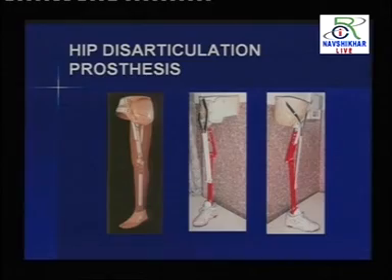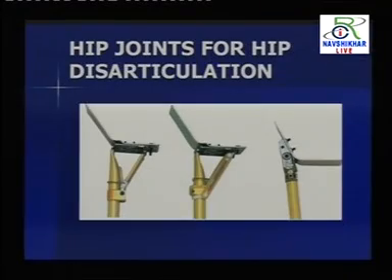There are so many people, so many centers working on these artificial limbs, and they are also producing their own components in their own style as per the requirement of their patients, their users, and they are quite successfully using this prosthesis. And if we go into the detail, these are the different types of hip joints for the prosthetic fitting of the hip disarticulation.